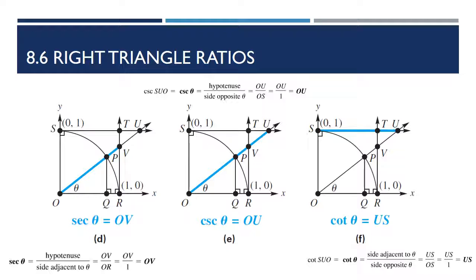The cosecant is going to be OU. Now remember, for these last two, we're going to use that upside down triangle. The hypotenuse is OU. The side opposite the angle is going to be OS, which is 1. And then the cotangent, we're using the same triangle, and it is adjacent over opposite, and that's going to be US over 1.